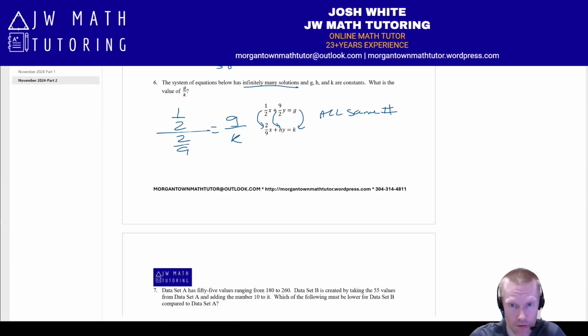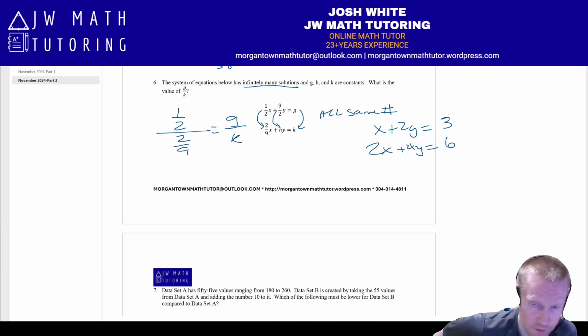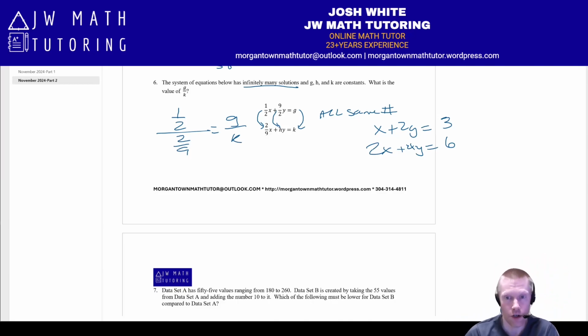Basically, when you have an infinite solution system of equations, here's a really simple example. x plus 2y equals 3, 2x plus 4y equals 6. We go to Desmos, we graph these out, and you're going to see they're the same line. Notice, first of all, if you do it in terms of multipliers, this is times 2, times 2, times 2.